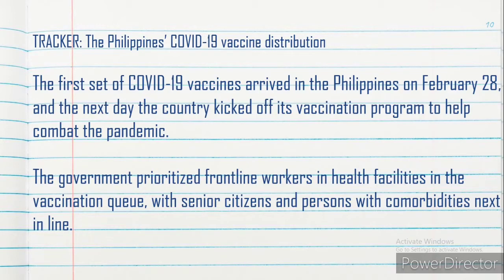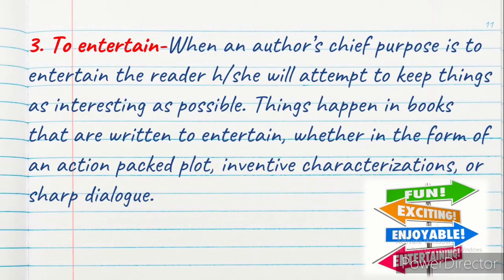The text provides information about COVID-19 vaccine updates. Examples of texts that are written to inform are expository essays or articles, instructions or directions, encyclopedias, or other reference texts. Next, to entertain. When an author's chief purpose is to entertain the reader, he or she will attempt to keep things as interesting as possible. Things happen in books that are written to entertain, whether in the form of an action-packed plot, inventive characterizations, or sharp dialogue.